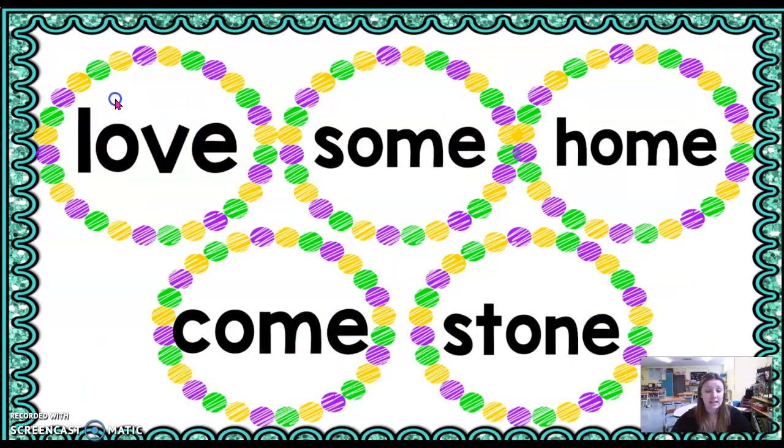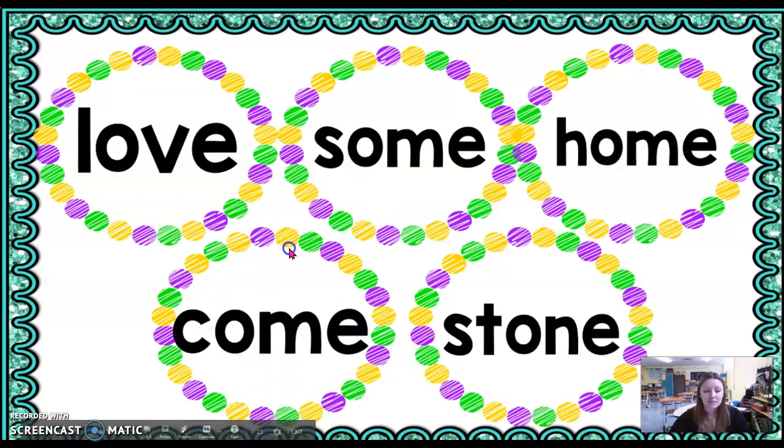Okay, this word says love. Good. Notice they all have o-consonant-e. What does this word say? Some. Good. How about this one? This one says home. Good. Home makes the O sound. That's a magic E. Pinches the O and makes him say O.